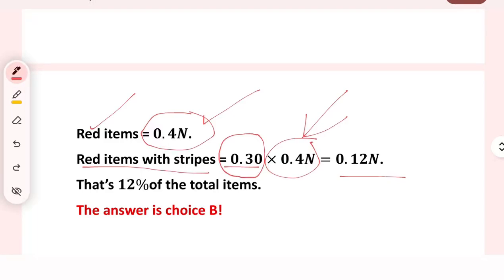Because it says 30% of our red items have stripes, and we know our red items are 0.4n. And 30% of that is 0.3 times 0.4, which is 0.12n. 0.12 is 12%. So 12% of the total items are red with stripes. Therefore, the answer is letter B.